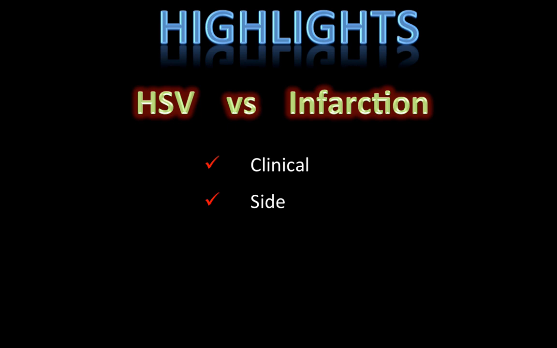If it's unilateral, it may become more difficult, but when it's bilateral medial temporal lobe, that makes an infarct very unlikely. Involvement of the basal ganglia is atypical for herpes simplex encephalitis. It's very typical for MCA infarctions. And that concludes this case of herpes encephalitis.